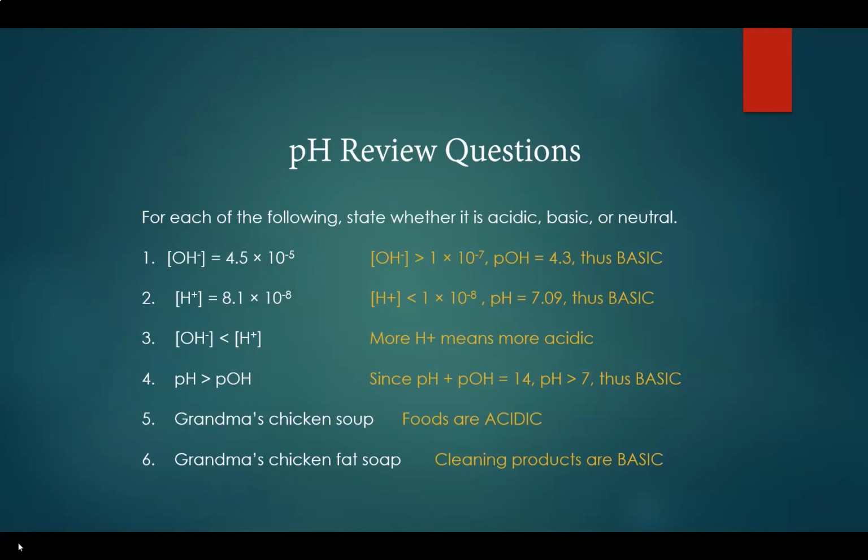All right, let's see how you've done on these. For the first one, the hydroxide concentration is greater than 1 times 10 to the minus 7th, so that means it's a basic solution. And if we calculate the pOH, a pOH of less than 7 also means basic. For the second one, the H plus concentration is less than 1 times 10 to the minus 7th, so less H plus means less acidic, therefore basic. And the pH is a little bit greater than 7, also telling us it's a basic solution.